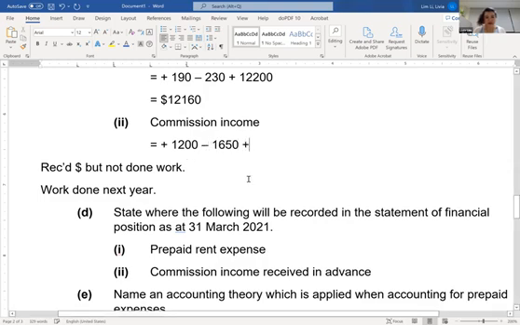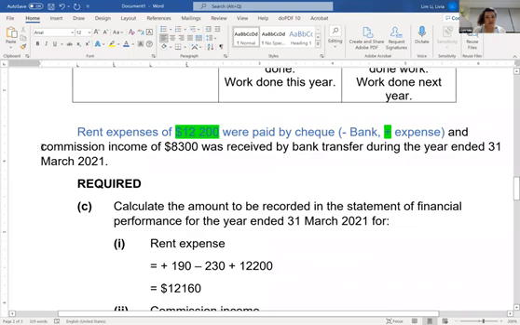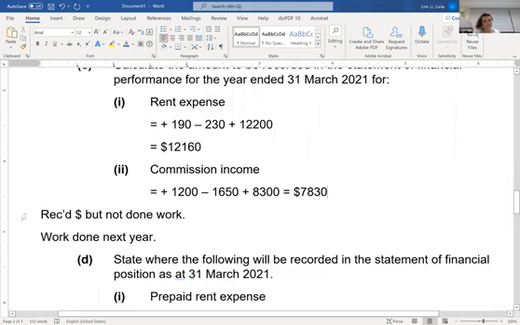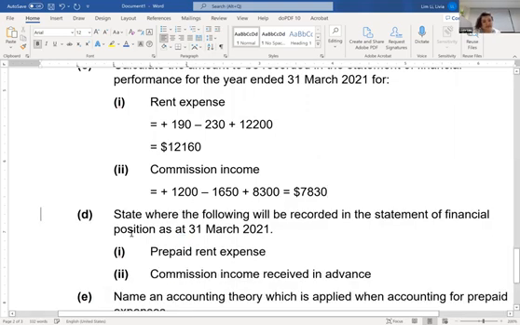After that, I am going to record the commission income received by bank transfer. Can you see here, my commission income that I received by bank transfer? I will record that as a plus because it is more commission income. And then I'm going to add it all together: 1200 minus 1650 plus 78. So here are my calculations.